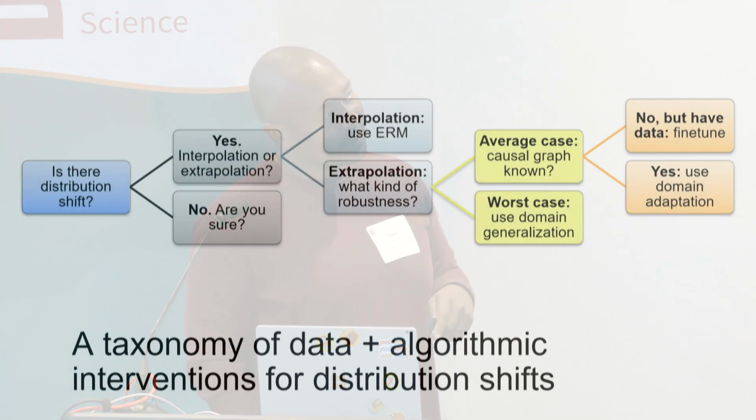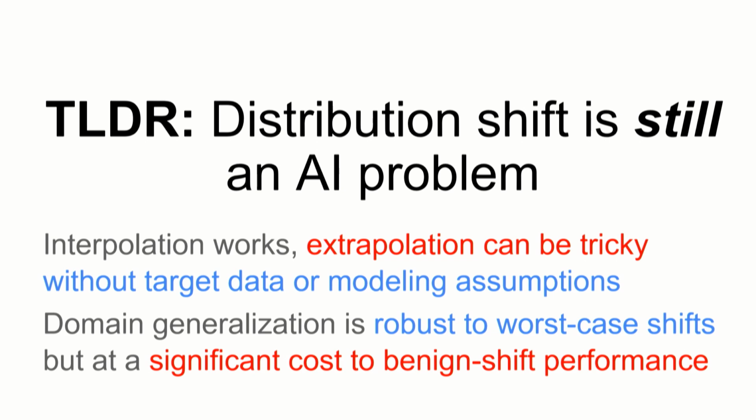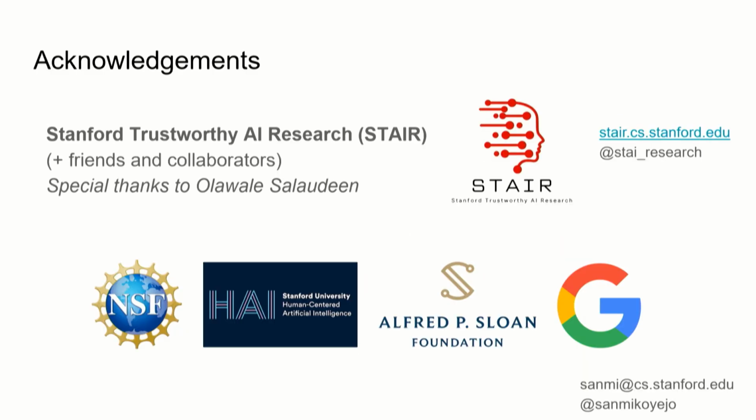Okay, so that's the main takeaway, the full taxonomy that I talked about with work along the way. The TLDR is it's still an AI problem. There's lots of work in extrapolation; interpolation-like things work pretty well. Fine-tuning can work pretty well. The more your problem looks like extrapolation, the harder it is. But if you're willing to make various kinds of modeling assumptions, or have modeling assumptions that you can make, or you have data that you can use to fine-tune, often this can be a way to mitigate some of these issues. Okay, I'm done.